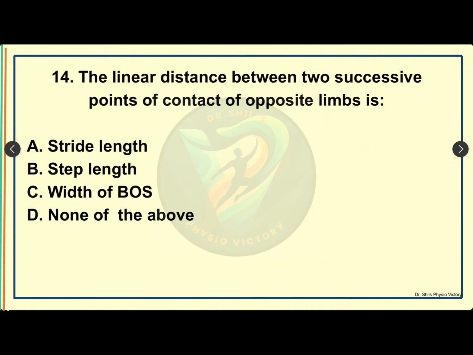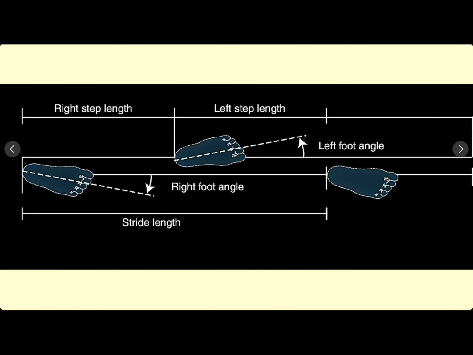Next question, question number 14. The linear displacement or the linear distance between two successive points of contact of opposite limbs is option A stride length, option B step length, option C width of base of support, and option D none of the above. Here the correct answer is very easy, that is option B step length. So this is step length. One leg heel strike to another leg heel strike.